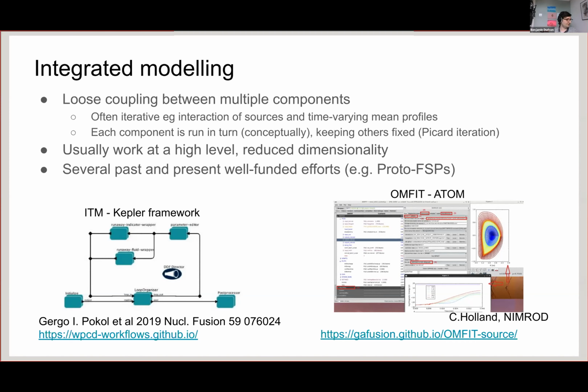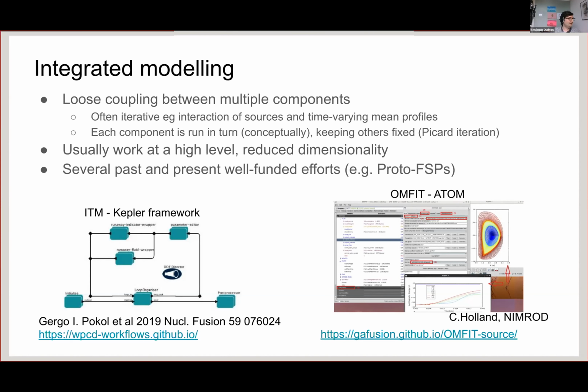OMFIT is one of the ones in the States, and there's ITM, integrated transport modeling for ITER. These essentially take existing codes, so legacy codes that have been around in some cases for decades or 50 years, and try and wrap them up in a nice interface and then couple them together.